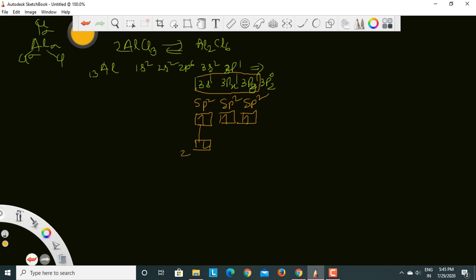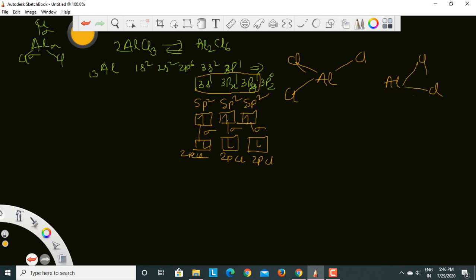So 2p of chlorine will overlap. Next, 2p of chlorine will overlap, making sigma bond. So this is the AlCl3 structure. So hybridization is sp2. AlCl3 is sp2 hybridization. One more AlCl3, also sp2 hybridization.